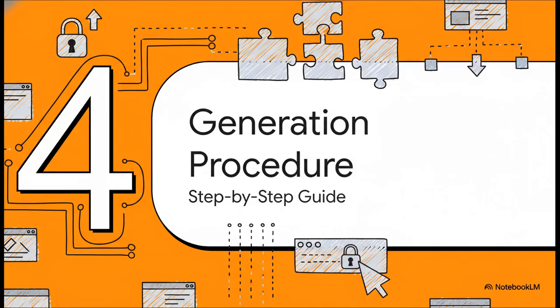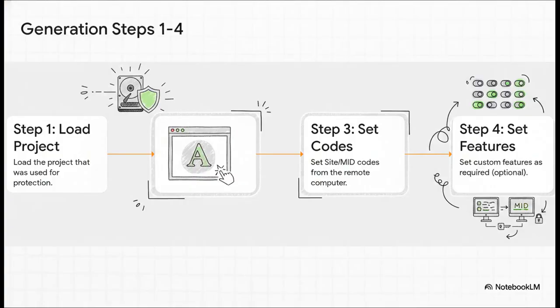All right, we've covered the what and the why. Now let's get our hands dirty and walk through the how. The exact steps for creating these codes right inside the PC Guard activation panel. First things first, you always start by loading the exact same project file you use to protect your app. Can't stress that enough. From there, pop open the activation panel and plug in the user's unique site and MID codes. Then you can toggle any of those 16 custom features we just talked about.